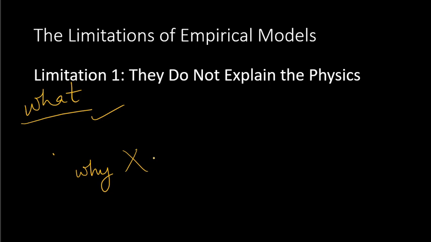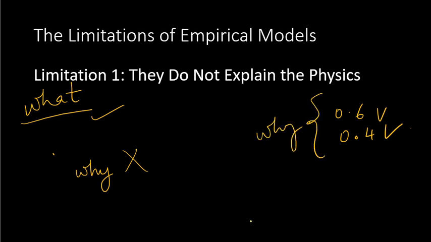For example, say we have a transistor model that contains a diode with voltage drops of 0.6 volt and 0.4 volt. The model reproduces the measured behavior. However, it does not explain why it's 0.6 or 0.4, or why not 0.5 volt or 0.8 volt. The model provides no answers.